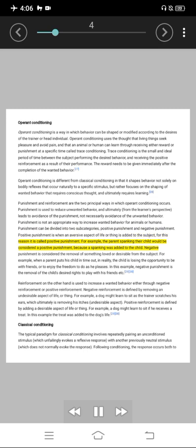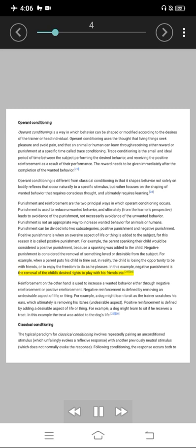For example, a parent spanking their child would be considered a positive punishment, because a spanking was added to the child. Negative punishment is considered the removal of something loved or desirable from the subject. For example, when a parent puts his child in timeout, in reality, the child is losing the opportunity to be with friends, or to enjoy the freedom to do as he pleases. In this example, negative punishment is the removal of the child's desired rights to play with his friends, etc.